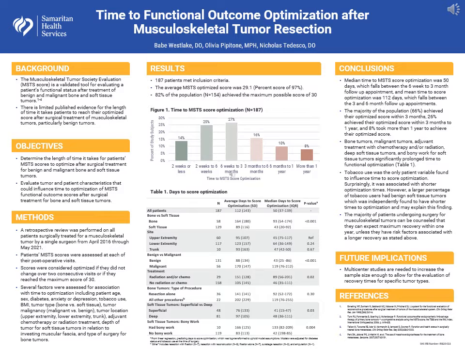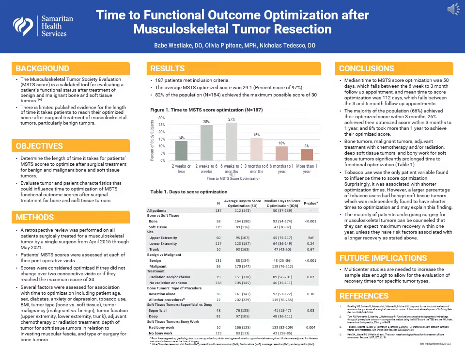Hello, I am Westlake, and I will be discussing our study titled Time to Functional Outcome Optimization After Musculoskeletal Tumor Resection. The Musculoskeletal Tumor Society Evaluation, or MSTS score, is a functional outcome score used to evaluate patients that have undergone a musculoskeletal tumor resection. There is limited literature to help guide clinicians when counseling these patients on the time it will take them to recover from their surgeries. The objectives of this study were twofold.